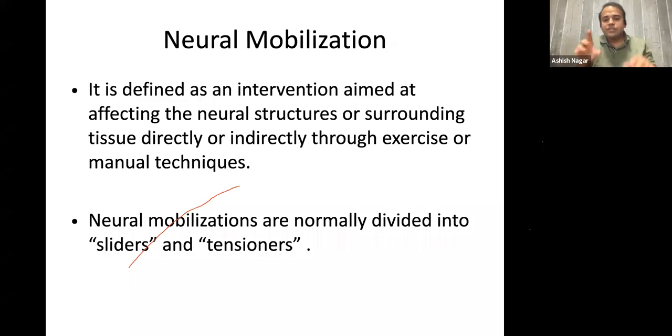Now, tensioners, when you move both the ends a little bit apart. Of course, you don't want to take it too much apart. And this tensioner mobilization is more sensitive. So you should make sure that you're not performing this in people who have high irritability to pain.